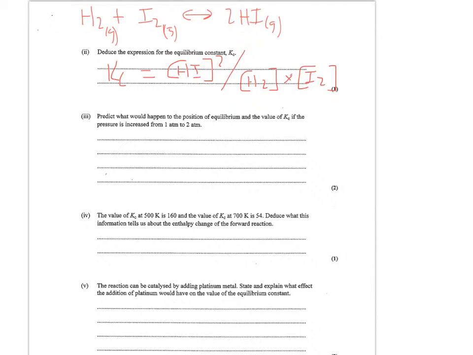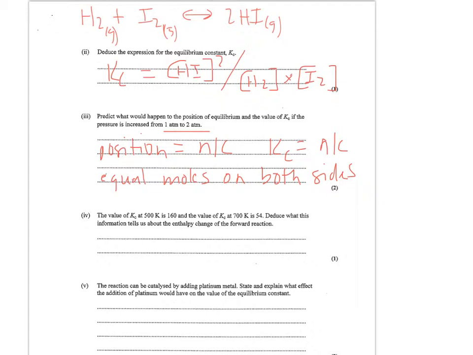Predict what would happen to the position of the equilibrium and the value of Kc if the pressure increased from 1 to 2. So position, first of all, would be no change. Kc would also be no change. And the reason why is because you have equal moles on each side. So because there's 2 moles on the reactant side and 2 moles on the product side, neither side is more crowded or going to see a greater benefit or relief from changing pressure or volume.